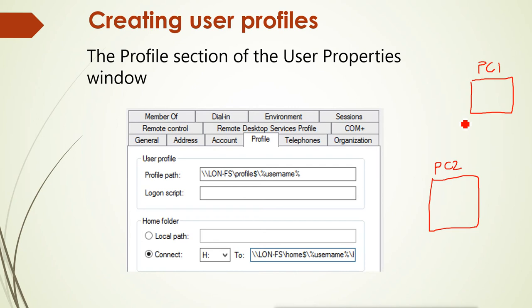Now if we have a user, when the user logs into PC1, the user's profile will be created by default on PC1. It is called a local profile. Local profile means all the desktop, documents, pictures, videos, all those settings of the desktop will be created under the profile directory, and it will be local for that user. Now when the user logs into PC2, a separate local profile will be created there. This is the default behavior.